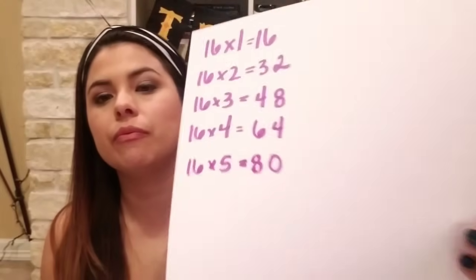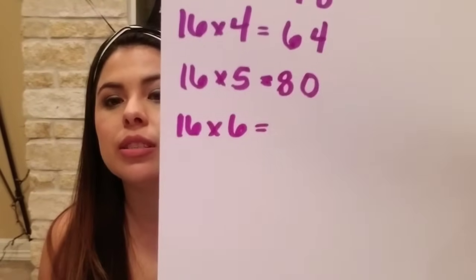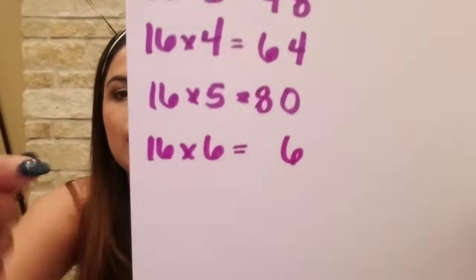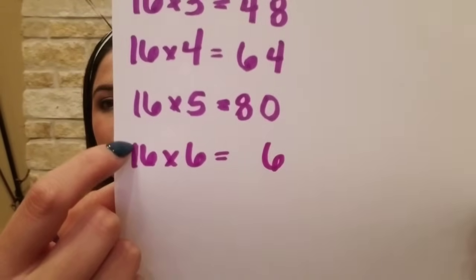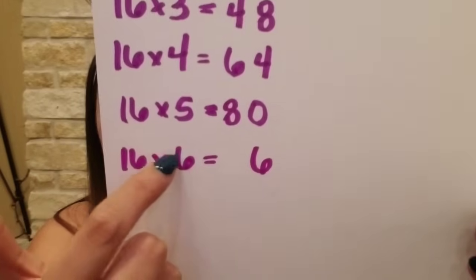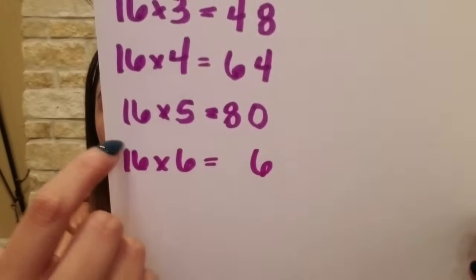And then 16 times 5. 6 times 5 is 30. I'm going to carry over a 3. So 5 times 1 is 5, plus 3 more is 8, so 80. And then I'm going to do 16 times 6, because that's my stopping point. Right here, I need to think, what's 6 times 6? I know that's 36. So right now I have a 6 down. And then 6 times 1 is 6, plus the 3 more. I know you can't see it, but we're pretending, because 6 times 6 was 36, so I'm carrying over a 3 right here.